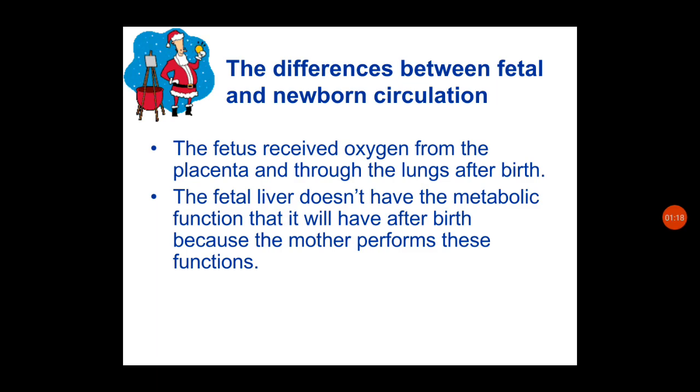The next one is that the fetal liver does not have the metabolic function that it will have after birth, because the mother performs these functions. Metabolic activities are all performed by the mother for the fetus. That's why the metabolic products will also be present in the blood received from the mother. After birth the liver functions for its own body, but for a fetus oxygenation and metabolism are all performed by the mother. This is one of the most important differences between fetal and newborn circulations.